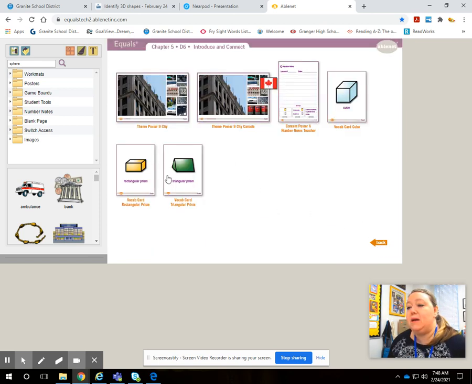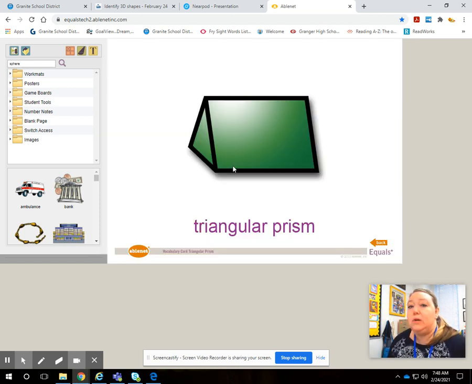So let's go back and look at our next word, which is triangular prism. So this top part has triangles on all the sides, okay? And that's what makes it a triangular prism. Some more examples of triangular prisms would be this piece of pie. It's not a rectangular prism, sorry, it's a triangular prism. It has a triangle and it has depth, okay? So triangles on both sides.